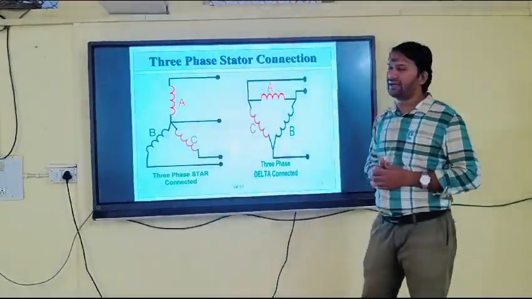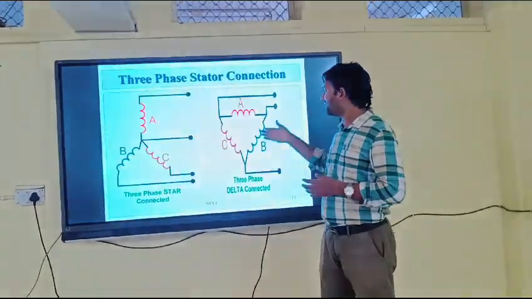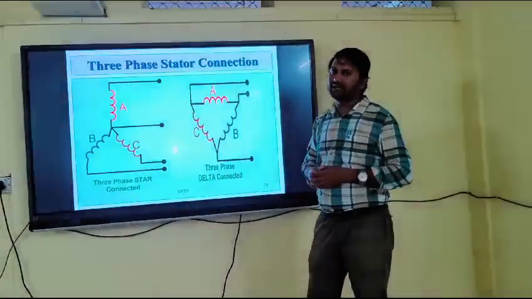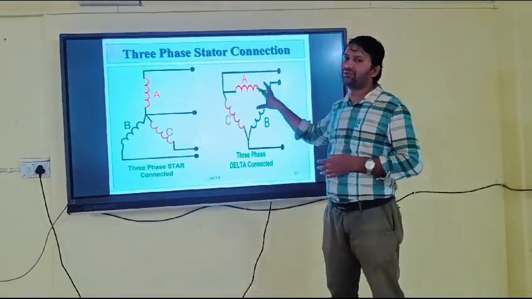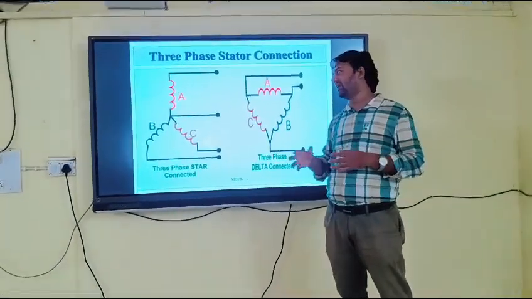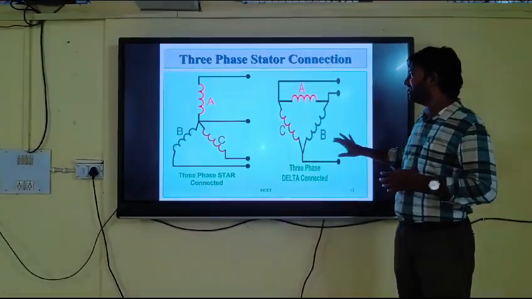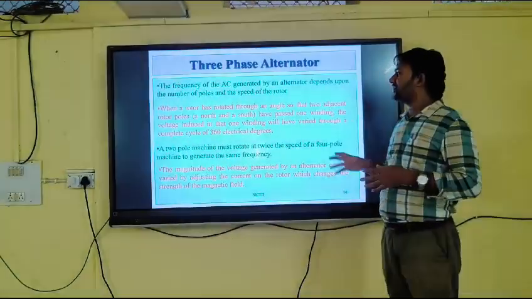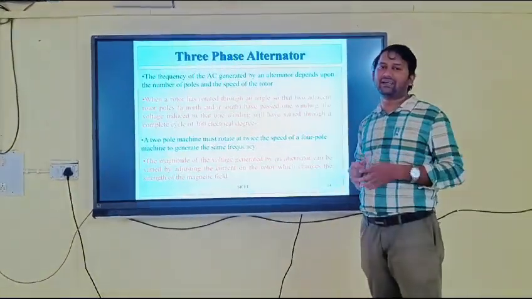This is the diagram of star connection, the three phases ABC, and this is the diagram of the delta connection, the three phases ABC. For simplicity we are taking ABC, but actually it is RYB. So this is the basic about a three phase alternator.